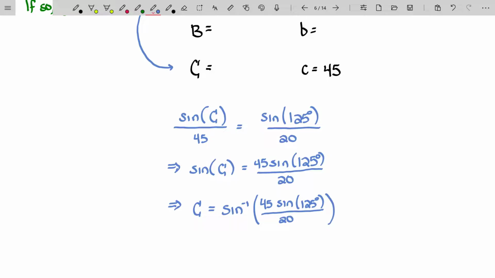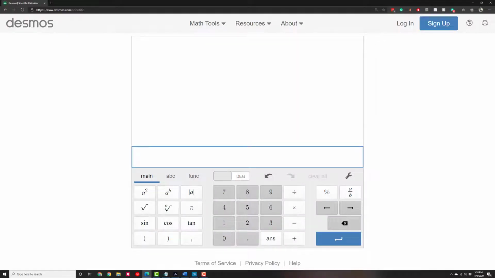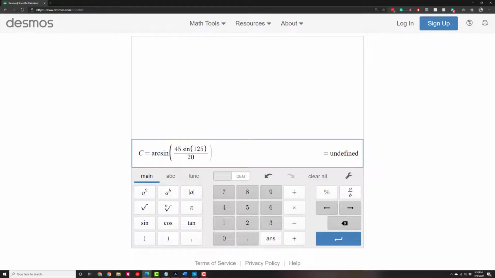So let me show you how to compute this, again, using Desmos. Here I am in Desmos. I'll just type in arc sine. And I should say we're finding angle C. So I'm just going to say angle C is equal to arc sine of 45 sine of 125 divided by 20. And notice what happens. It tells us that this is undefined.